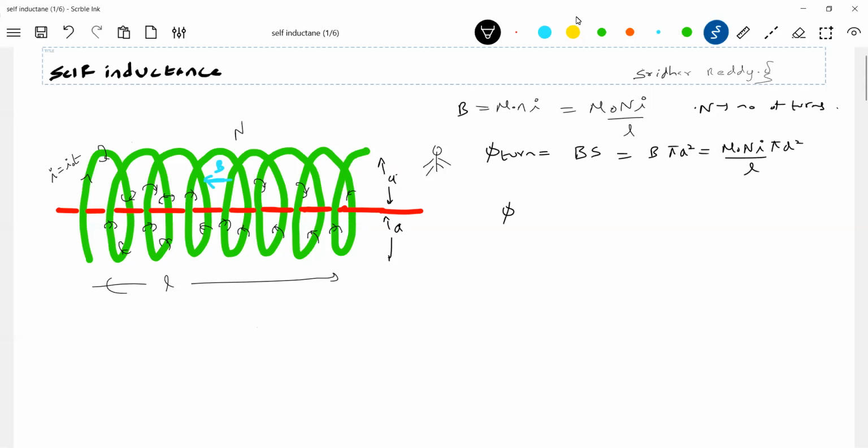Flux linking the total solenoid: how many turns are there? N turns. So N into this one. So this will become N into mu naught N i by l into pi A square. So I ended up with one equation, mu naught N squared pi A square by l, into i. Keep it like this. What is the flux linking the solenoid when a current i flows is what we are able to determine. This is the flux linking the solenoid.